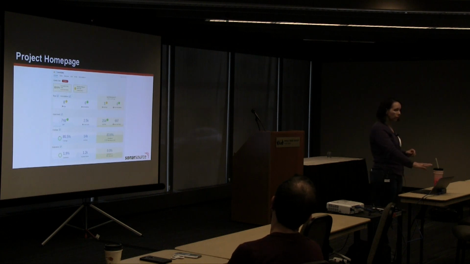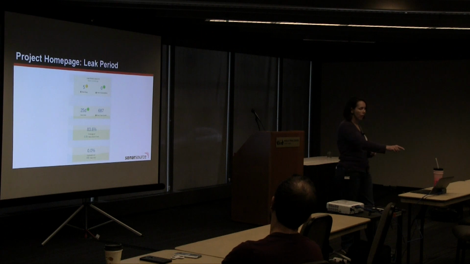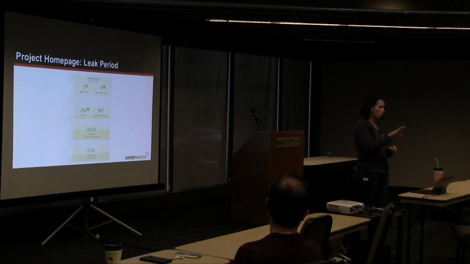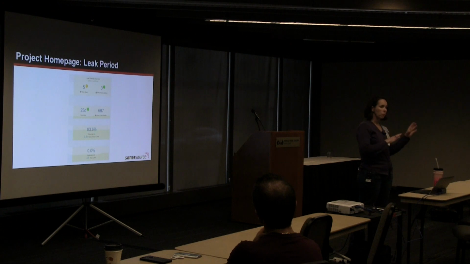But on the right, in the yellow portion, I've got 5 open bugs, and those are the ones I care about. These are the ones that I have to fix before the next production release. Now, what we recommend for what we call the leak period is since the previous production release. Some people set it on other criteria, but what we recommend is since the last production release.